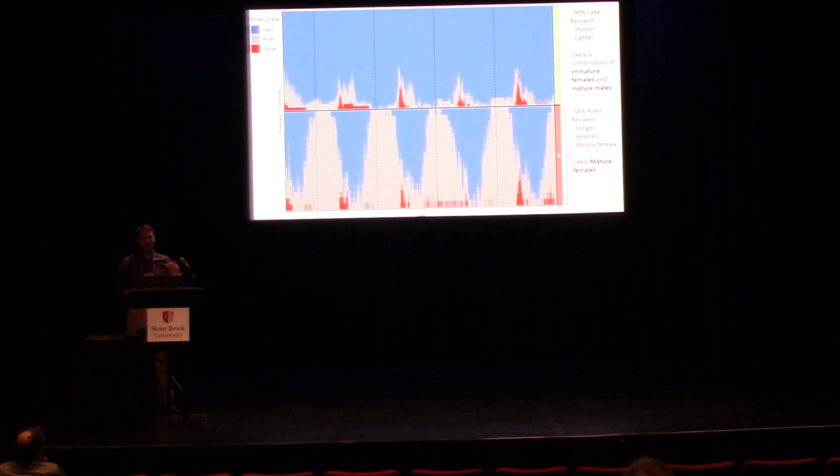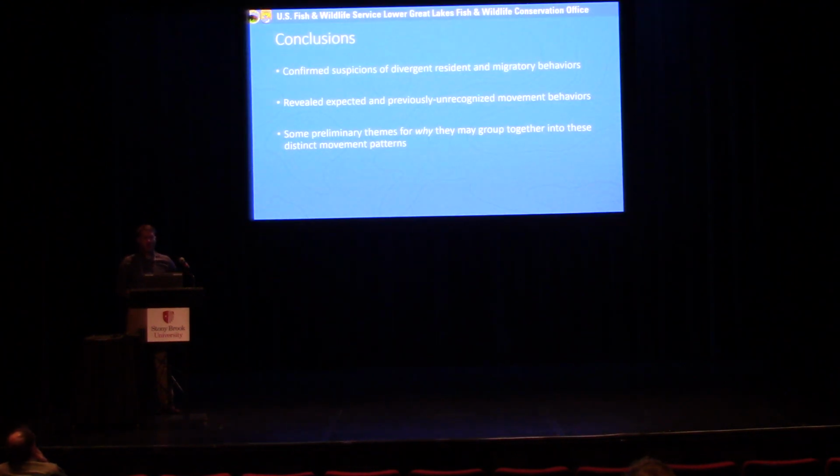So, conclusions. We confirmed our suspicions of divergent resident and migratory behaviors, and we revealed expected and unrecognized movement behaviors. We expected some fish were doing different behaviors, but we didn't think there would be this many. Now we're able to explain a little bit why they could be doing these different behavioral patterns. We're still working on it, so this is early on. Once we get that sexing data, I think we'll be good to go.